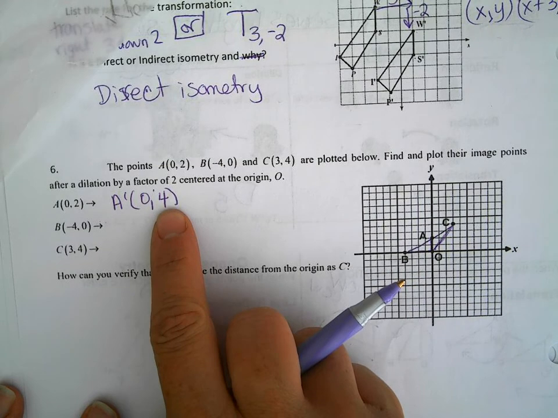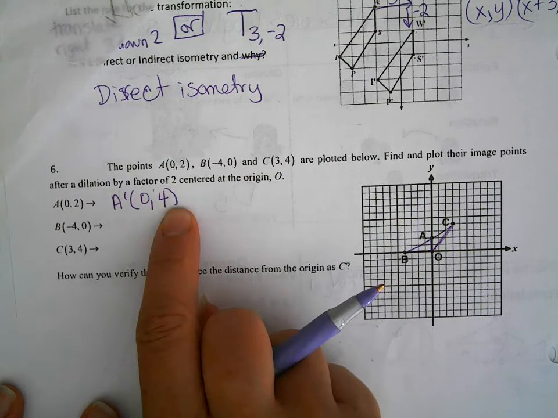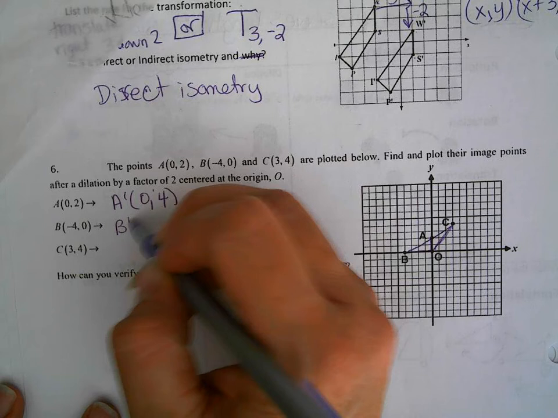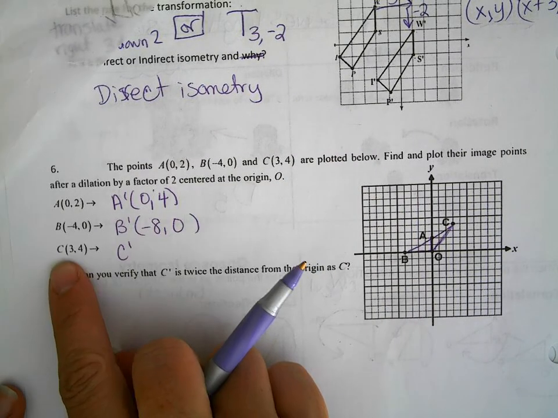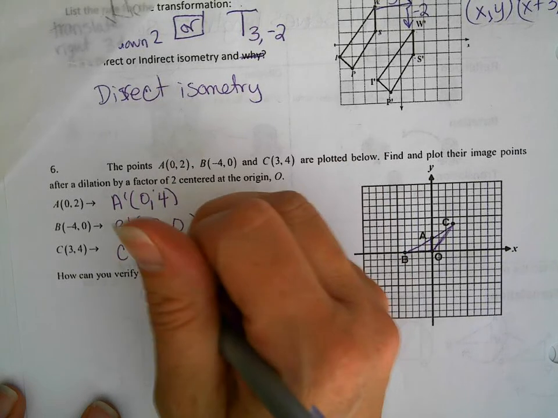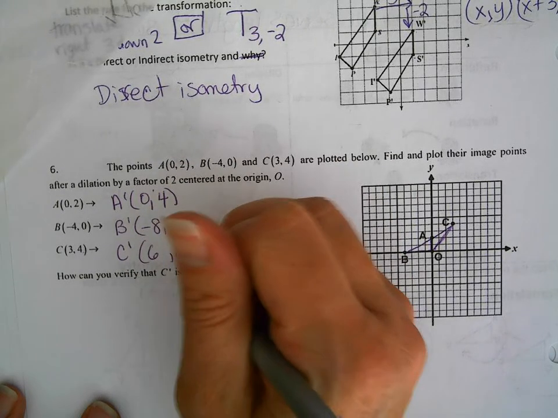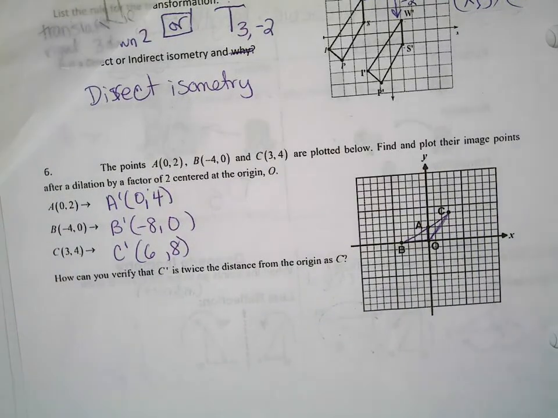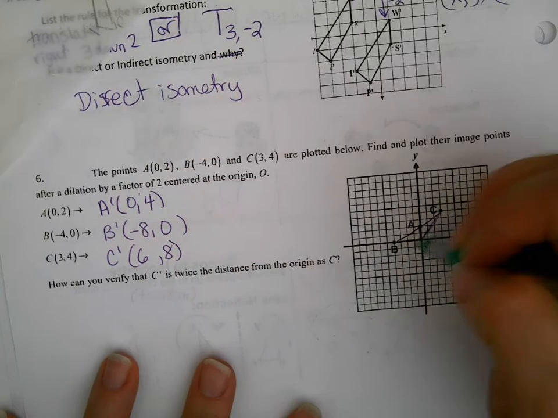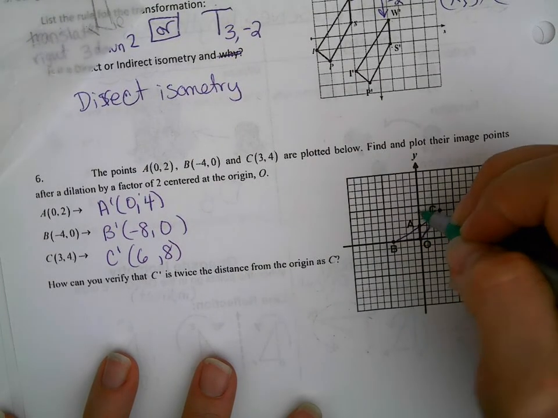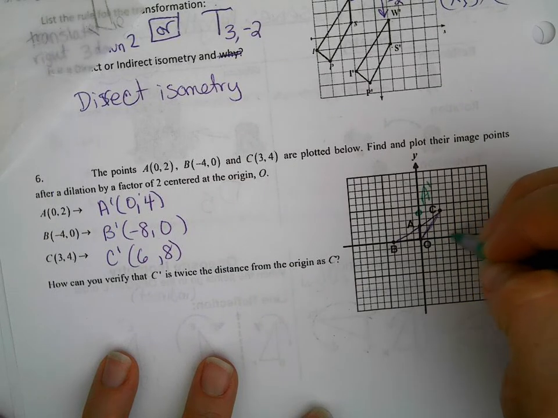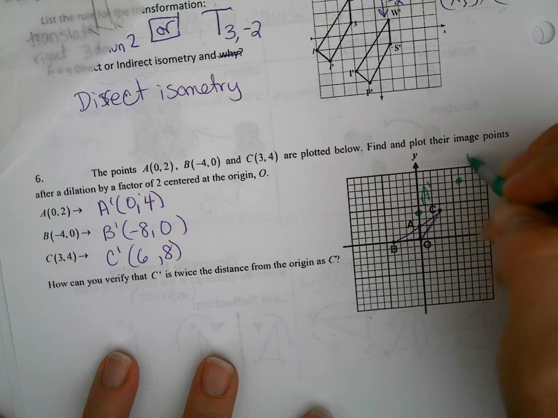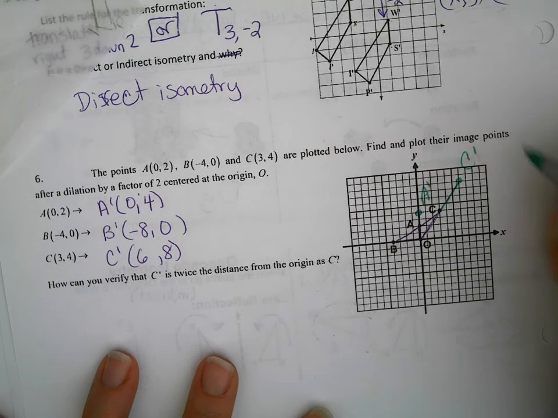So it got 4 boxes. It got double the distance. B prime would become (-8, 0). And C prime, if it's 3 away in the x direction, it's going to become 6 away, and 4 becomes 8. So graphing the new diagram, A jumped 2 boxes more up to become A prime. C goes 2, 4, 5, 6 over, 8 up. C prime.